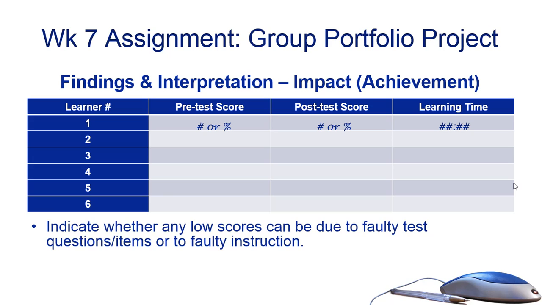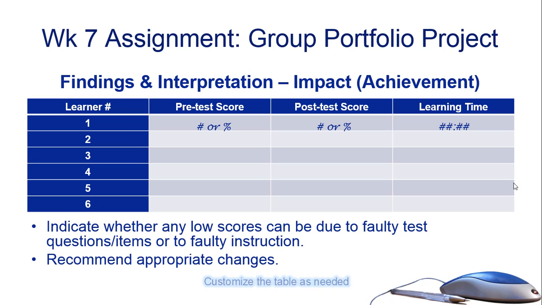Once you have that information, you're going to look at that data and you're going to see whether any low scores can be due to faulty test questions or items, or maybe it is that there's faulty instruction. And you will recommend changes appropriately. So based on those problems you spot, what needs to happen next. Again, customize the table as needed. If you did not have a pre-test, there's no need to have that column there.